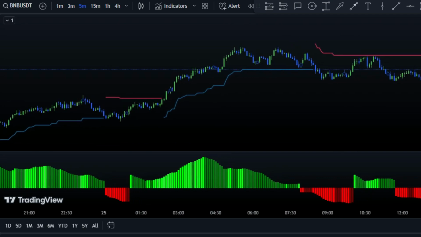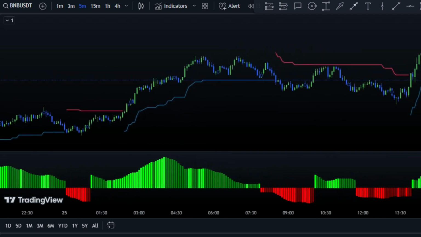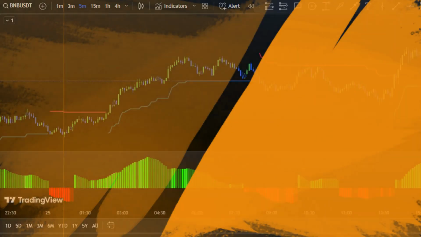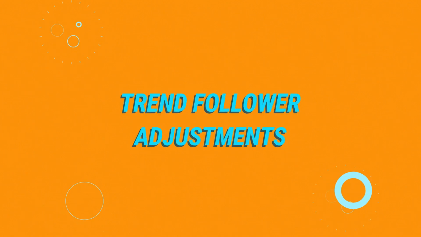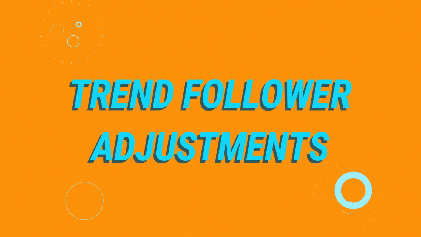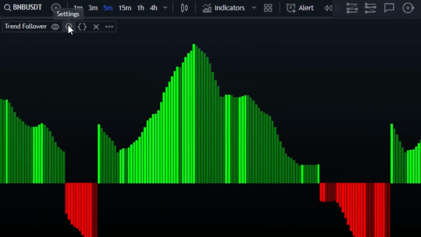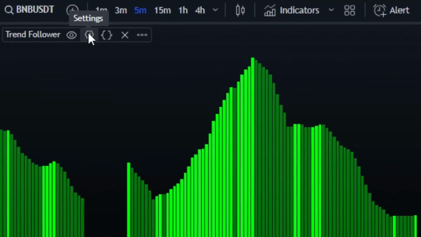Great, now that we've added the Trend Follower indicator to our TradingView chart, it's important to note that we'll need to make a few adjustments to ensure it works seamlessly with the ATR Plus Trailing Stop indicator. This will help us create a well-balanced trading strategy and maximize profits. To make these adjustments, access the settings and follow my steps to find the optimal settings.